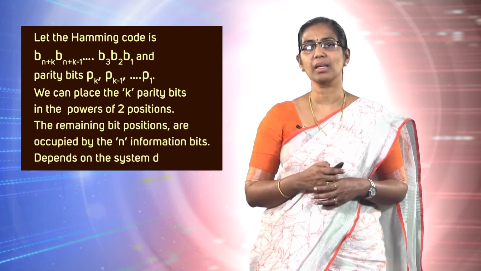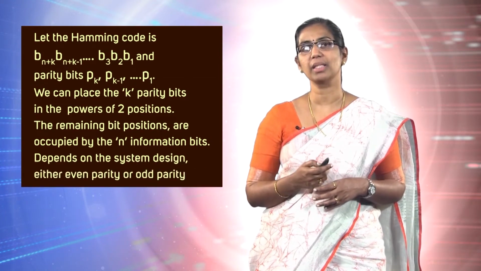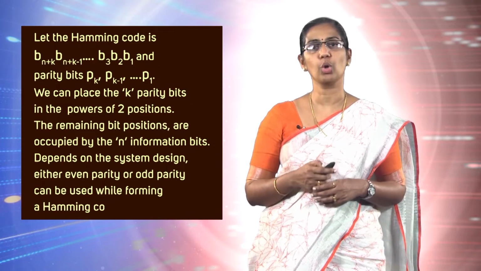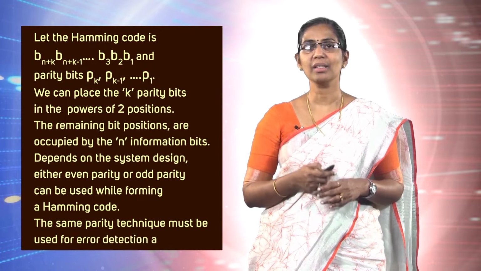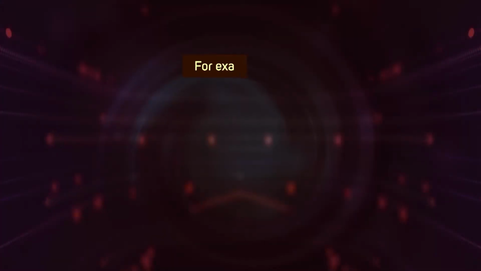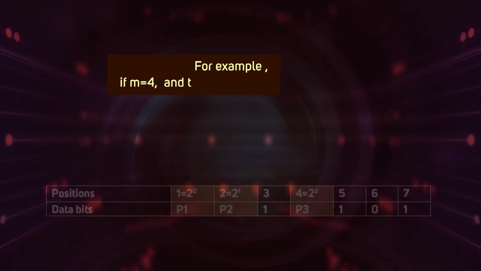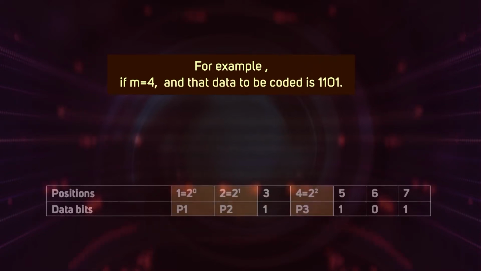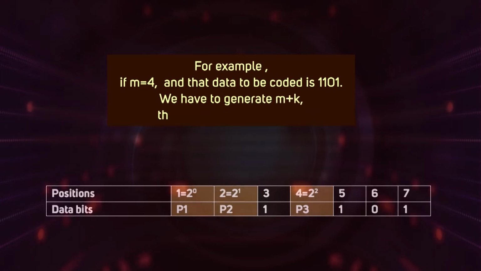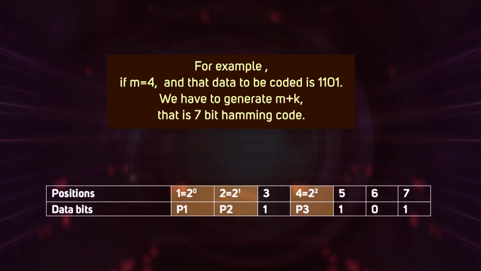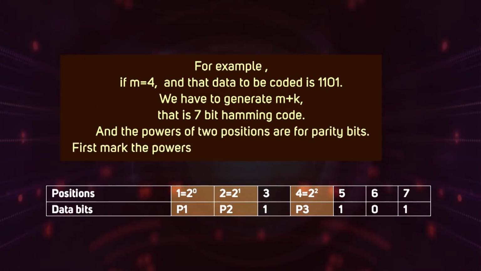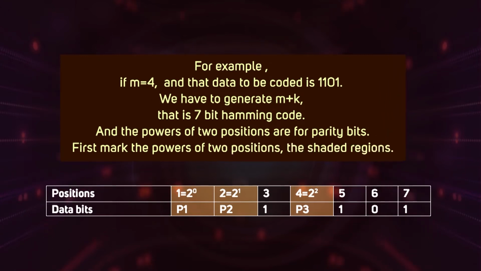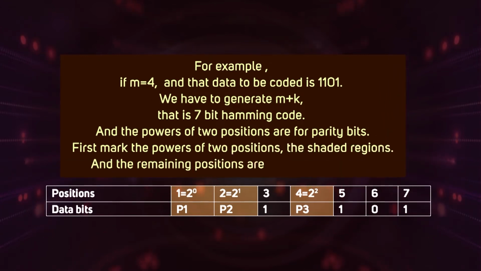The remaining bit positions are occupied by the n information bits. Depending on the system design, either even parity or odd parity can be used while forming a Hamming code. The same parity technique must be used for error detection and correction. For example, if m equal to 4 and the data to be coded is 1101, as we said, we have to generate m plus k, that is a 7-bit Hamming code, and the powers of 2 positions are for parity bits. First, mark the powers of 2 positions, the shaded regions, and the remaining positions are for the data bits 1101. Hope it is clear to you.